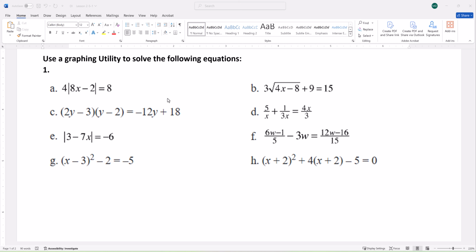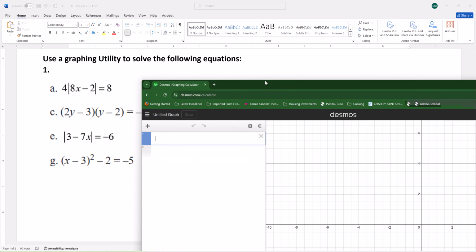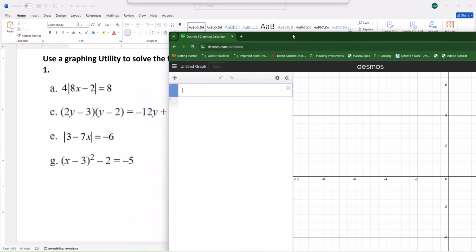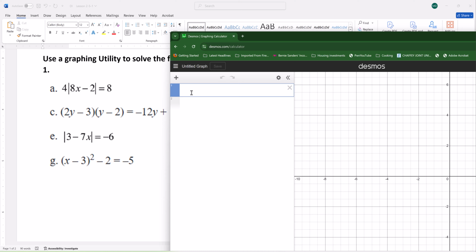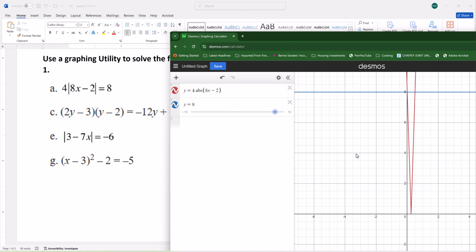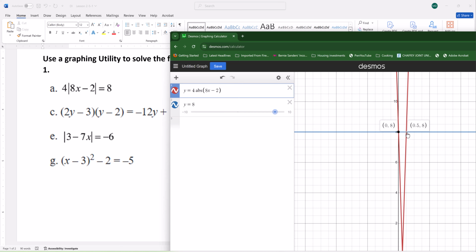All right, use a graphing utility to solve the following equations. So remember, in the lesson, we said you enter the left side, y equals, I'm going to do the absolute value of 8x minus 2. And then on the other side, you enter that into the equation. And then you look to see where they intersect.